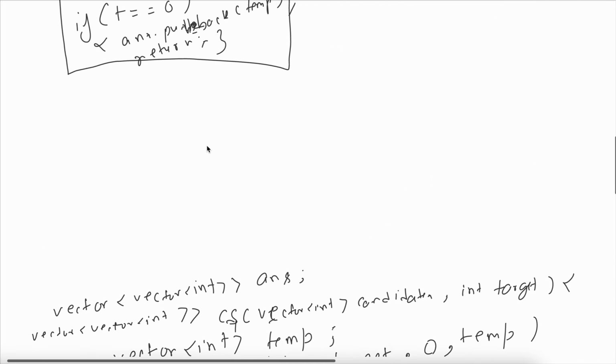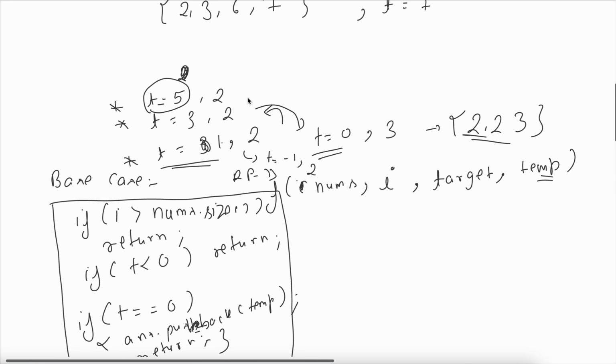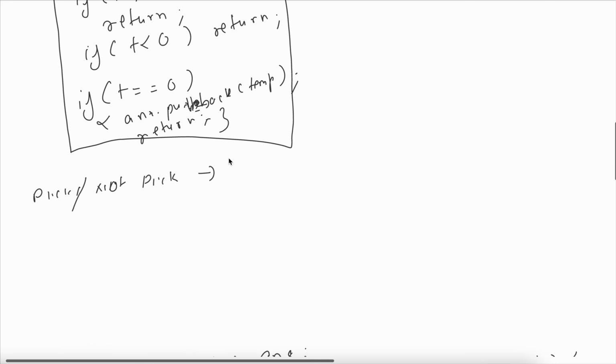One more thing I want to tell: how can we use the pick non-pick concept here? By this time you would have figured out that we are picking some elements and not picking some elements, but still I will explain it. We have these numbers, 2 3 6 7, target is 7. At any index, what options do we have?